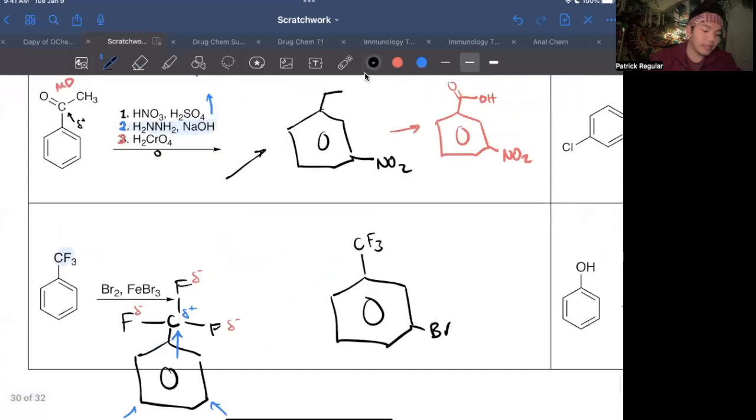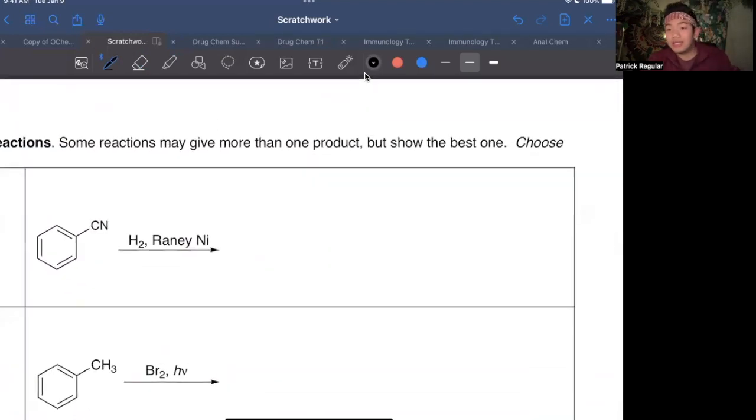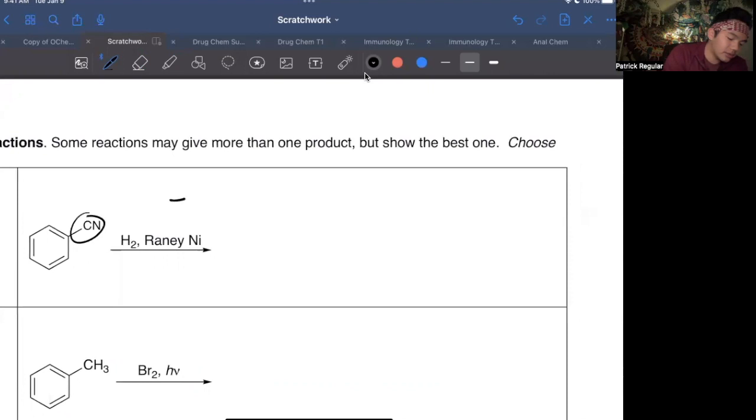Okay. Let's go up here. Now, ooh, look at this. It's another reduction reaction. We're reducing it. Okay, H2 Raney nickel catalyst. What does that do? Well, I'm just going to redraw this group. C, and okay.